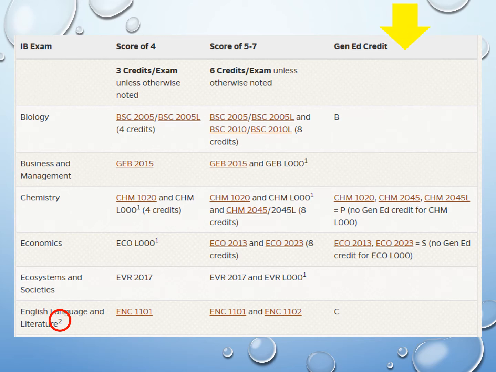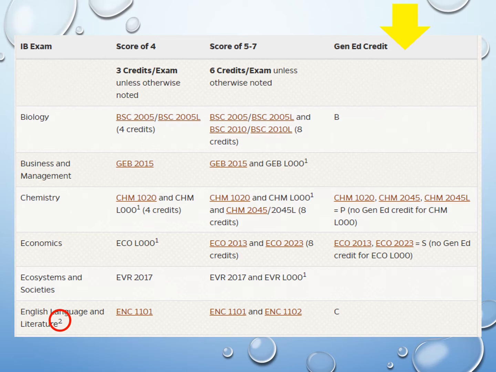The other thing I want to note is that the far right column, and this was the case for the AP chart as well, is telling you the gen ed credit that the student is earning. So for example, with biology, you'll notice there's a B there. That means that all of the credit that the student is earning in this row is going to give them gen ed biological science credit.